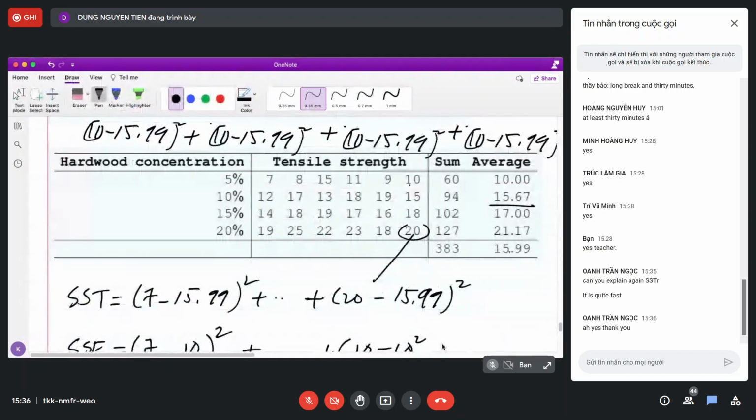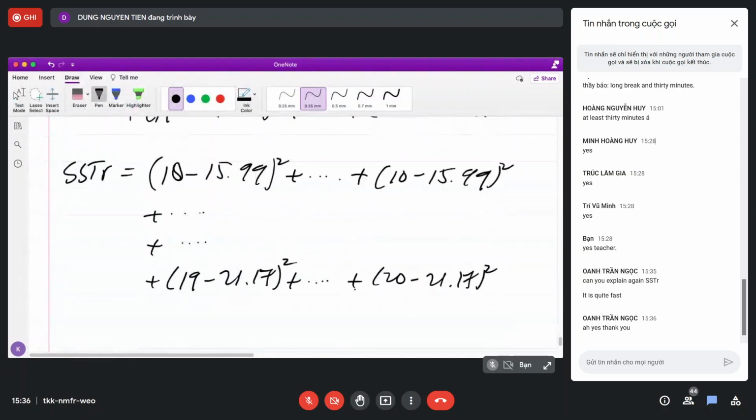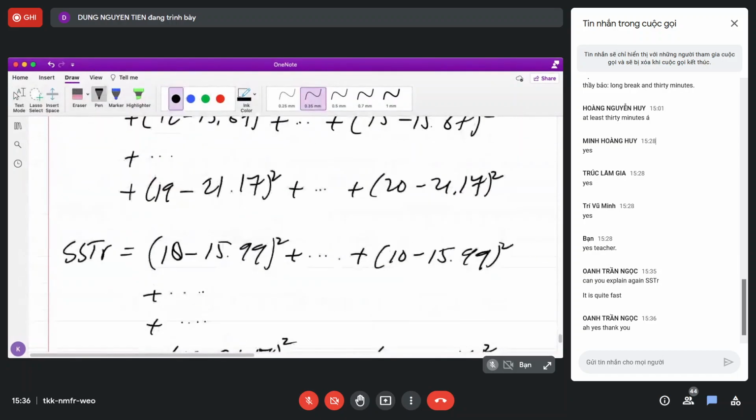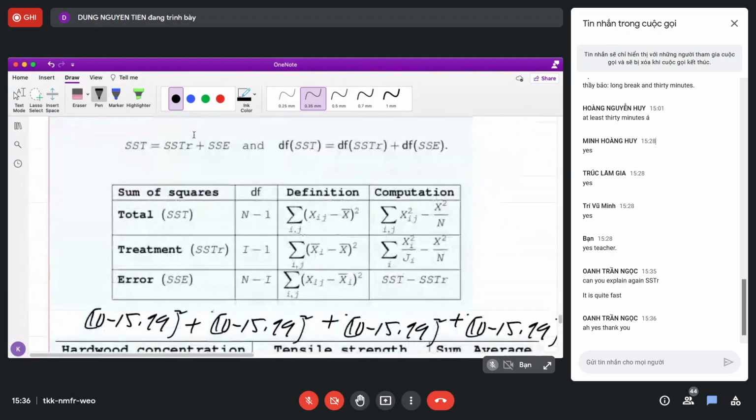Is this okay? Okay. So altogether, you can find the SST, SSTR, and SSE. There is another way to compute the sum of squares. This is the definition we get. All right. This is the way that I mentioned.